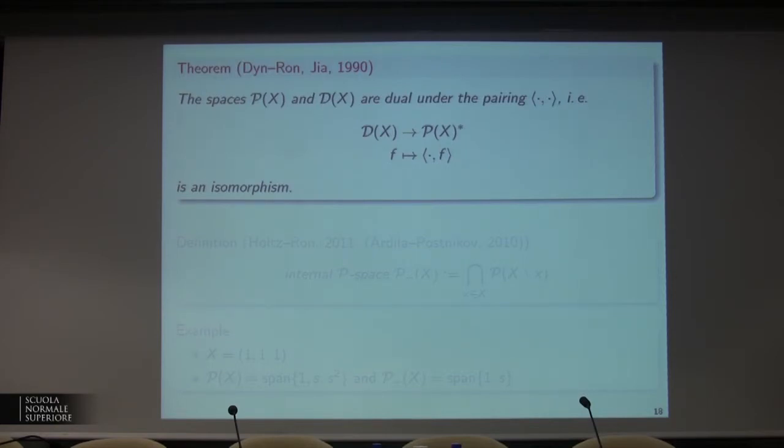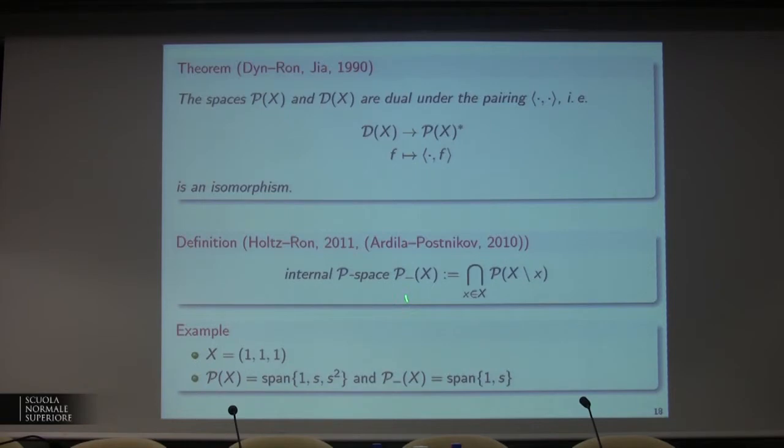And later on it will be useful to have this so-called internal P space, which is a subspace of the central P space. One can define this as the intersection of all the central P spaces when we remove one element from our list. Or in the paper, these people have defined it as the inverse system of some power ideal. So this is another way of defining all the P spaces. So we have an example of the P space containing 1, s and s squared.